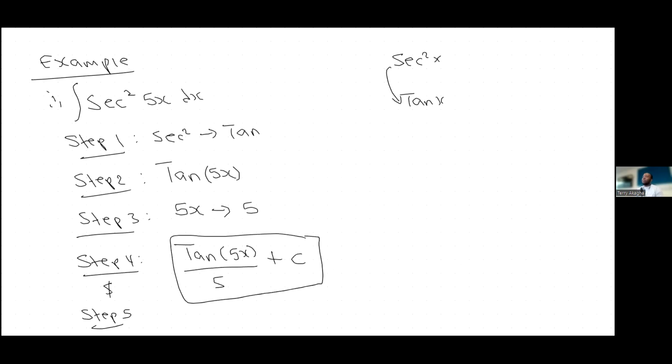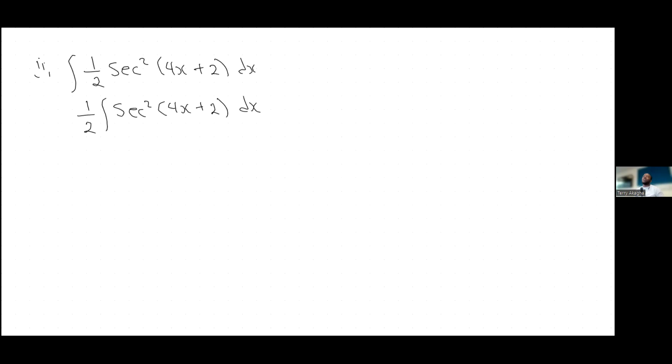Okay, let me pick one more. Let's assume you are told to integrate 1 over 2 sec squared 4x plus 2 in respect to dx. Okay, so like I always say, when you have a constant, you bring out a constant. So it's going to become 1 over 2, the integral of sec squared 4x plus 2 in respect to dx. Okay, then we have step 1.